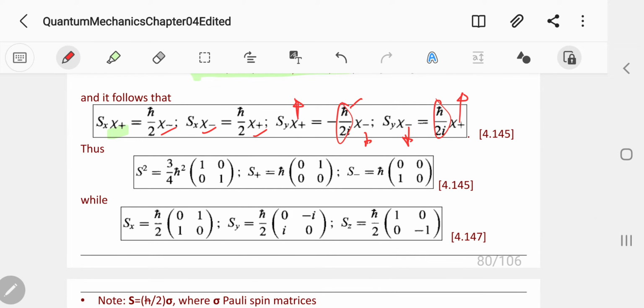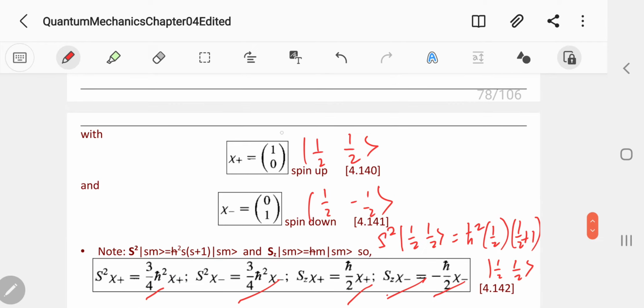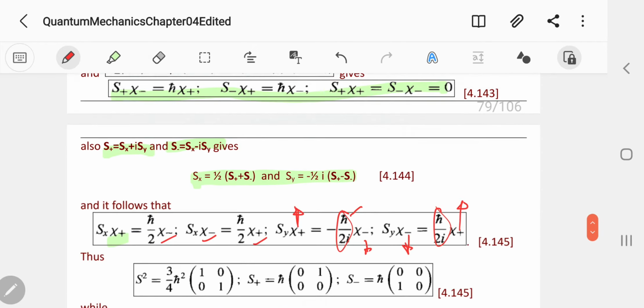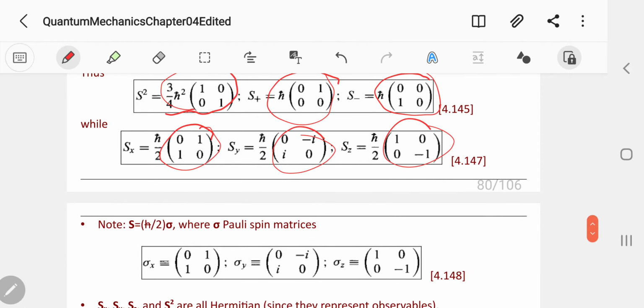And if you're using matrices, you will see that S square is just equivalent to this matrix, and S plus is equivalent to this matrix, and S minus is equivalent to that matrix, while your Sx is equivalent to this matrix, this one and that one. And it's actually the familiar Pauli spin matrices here: sigma x, sigma y, and sigma z.